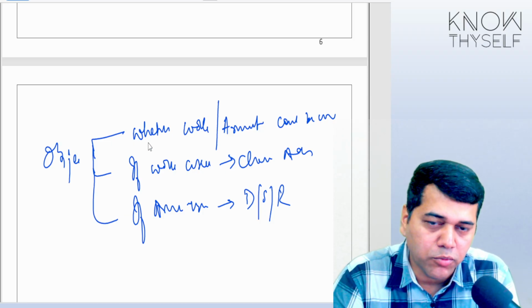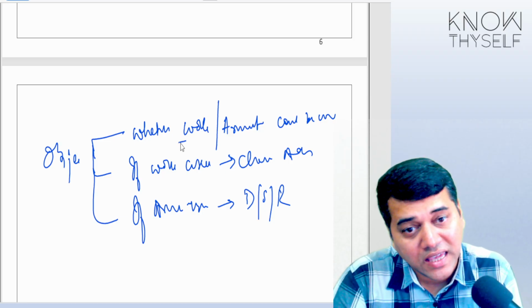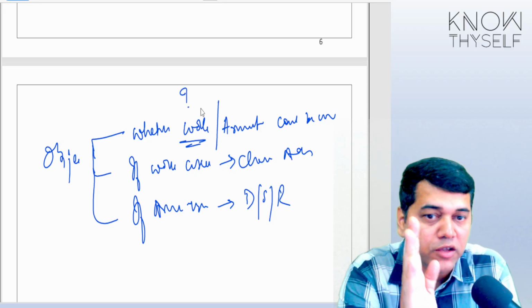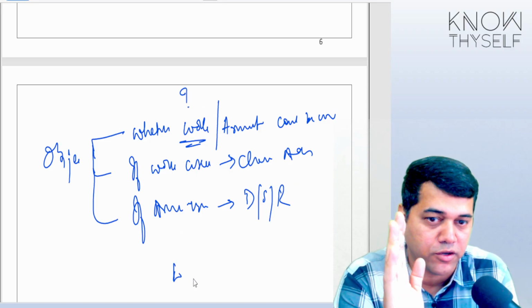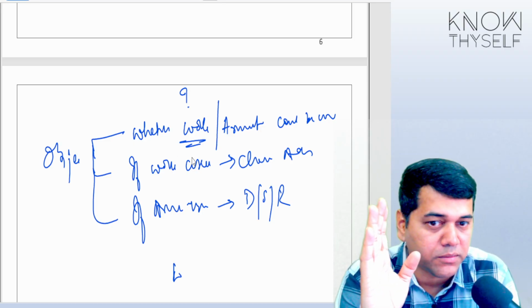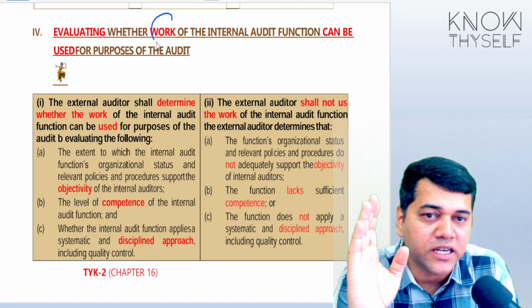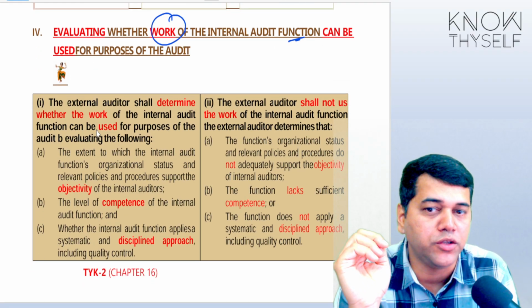So let us talk about the requirement, which also goes like this. First, you have to check whether you can use their work. We will focus only on one element, the work element. The assistance element we will see later. We will just focus on the work element. Now, evaluating whether the work of the internal audit function can be used.